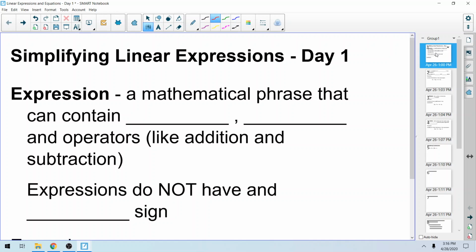An expression is a mathematical phrase that can contain numbers, variables, and operators like addition and subtraction. So when I say operators, I mean add, subtract, multiply, divide. Now, expressions do not have an equal sign. Okay, once we put an equal sign in it, that becomes an equation, not just an expression.